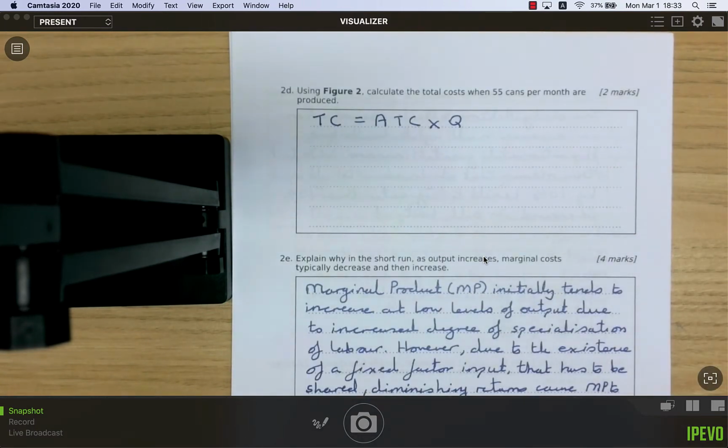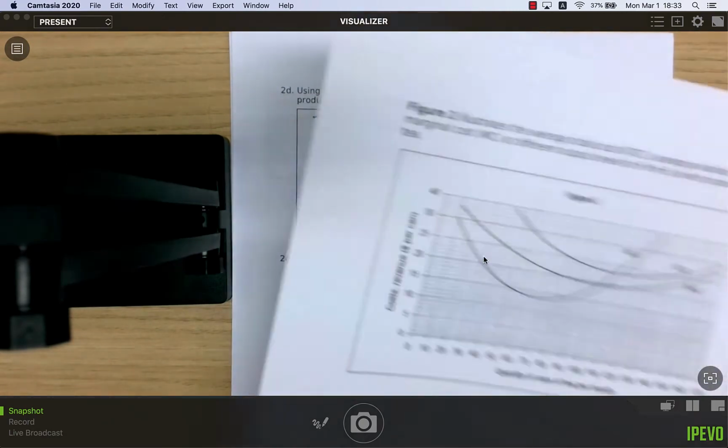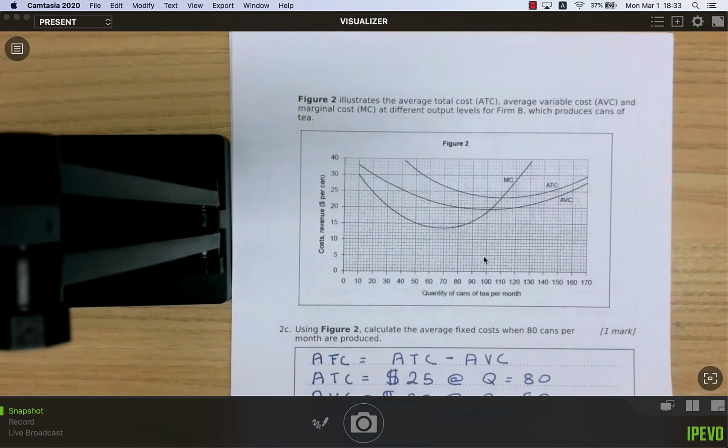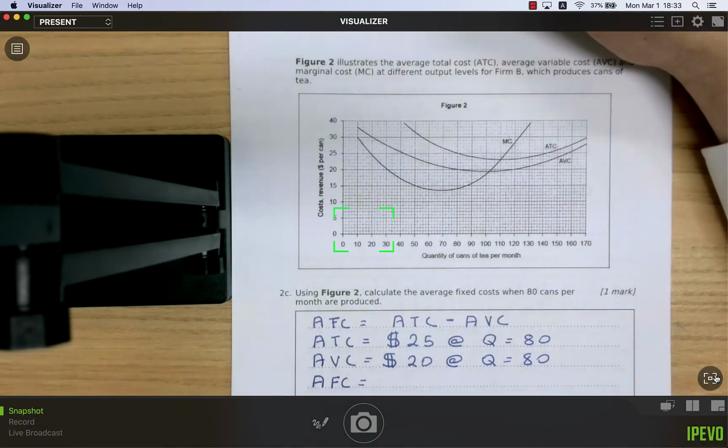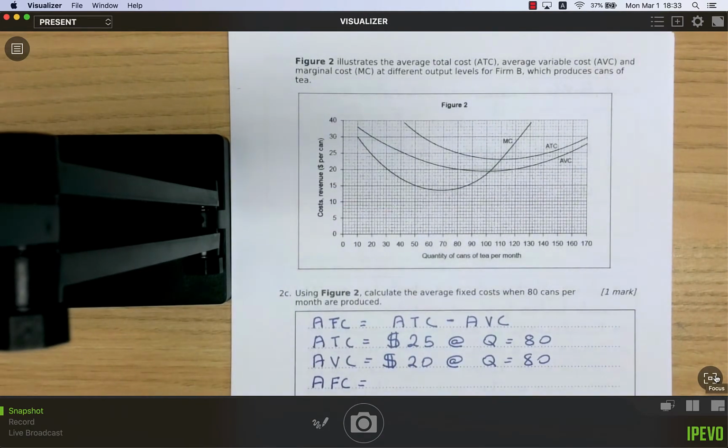Very good. Okay, now, sorry, we're on to question 2C. So what we're saying here is figure 2 illustrates the average total cost, ATC, and the average variable cost and the marginal cost at different levels of output for firm B, which produces cans of tea. Now, I will just try and refocus the camera. Okay, so using figure 2 up above here, calculate the average fixed cost when 80 cans per month are produced.